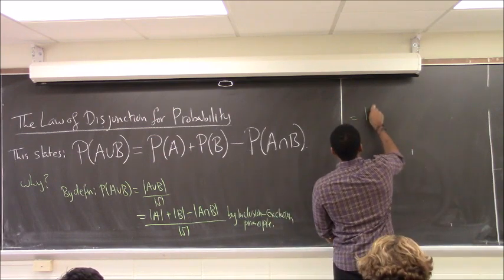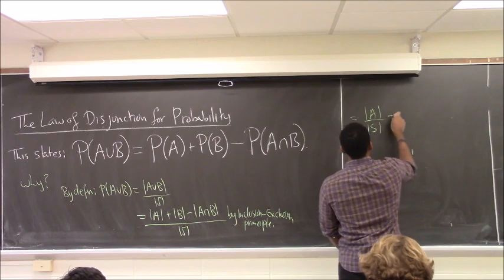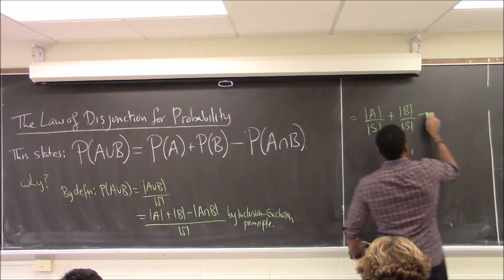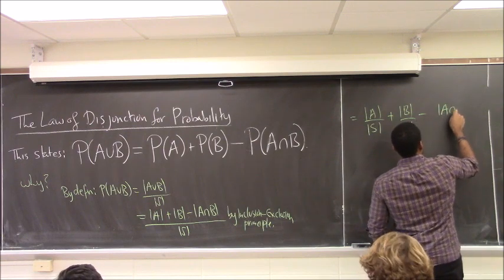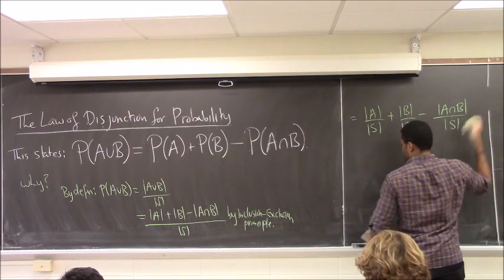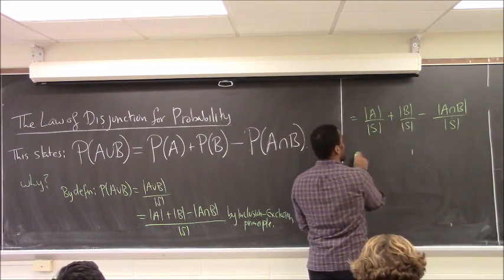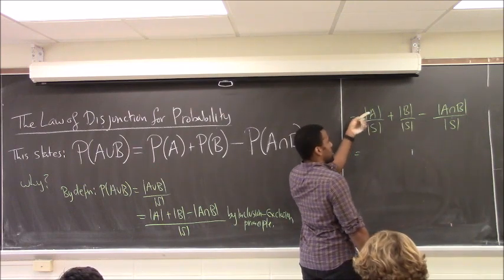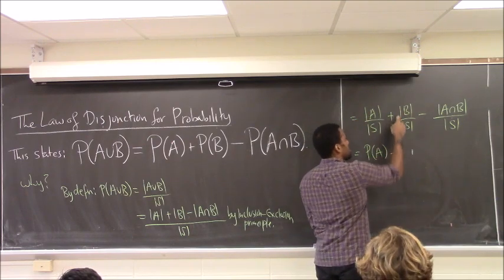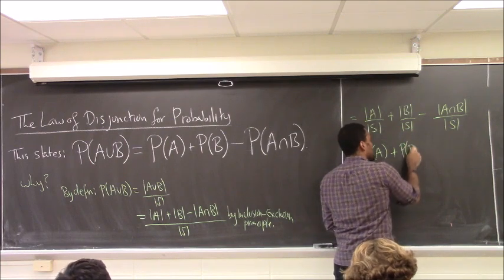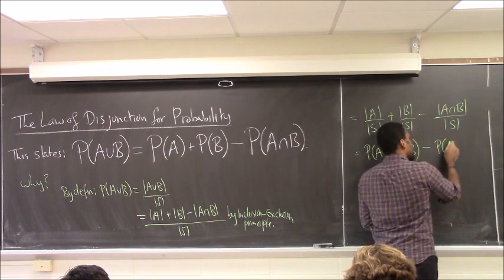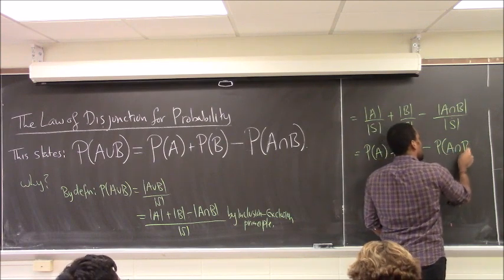That is going to be the size of A over the size of S. If we just do the arithmetic here, size of B over the size of S, you can split a fraction across the numerator, sorry, never across the denominator. And then this, by definition, the size of A over the size of the sample space is the probability of A. Size of B over the size of the sample space is the probability of B, minus the size of the intersection over the size of the sample space, which by definition is the probability of the intersection.